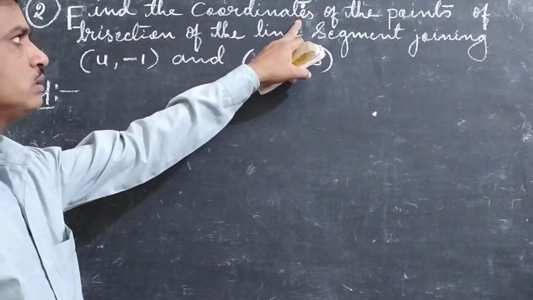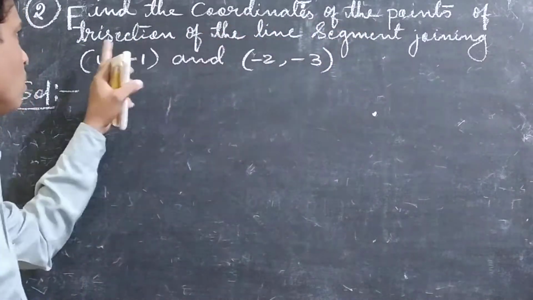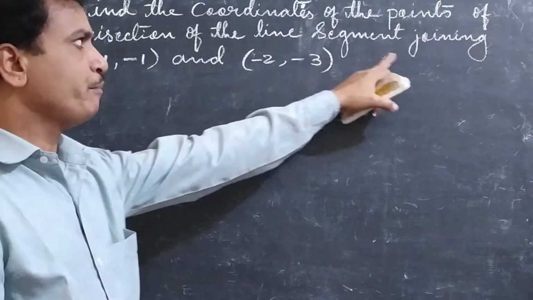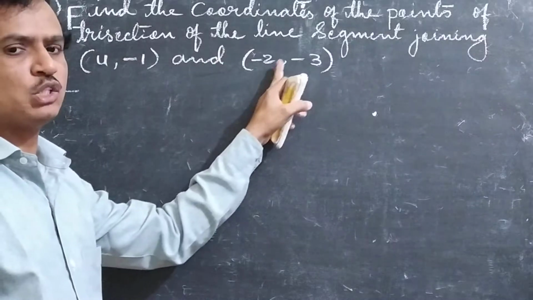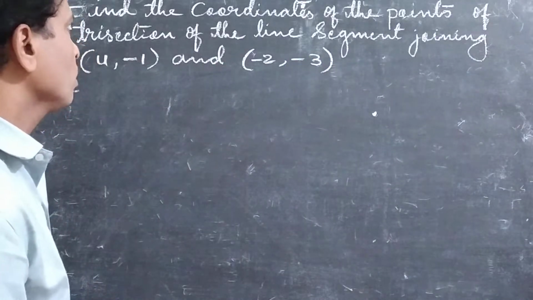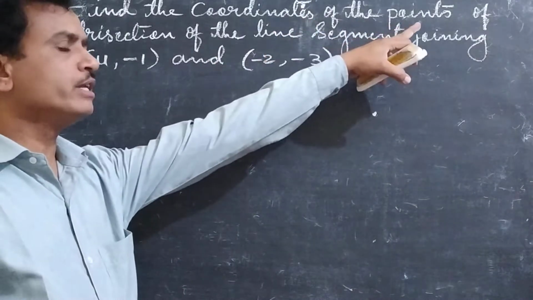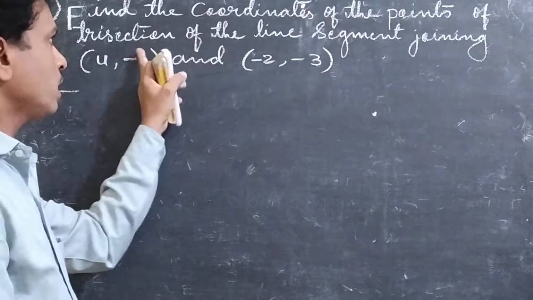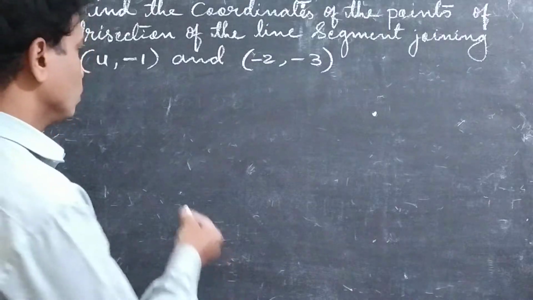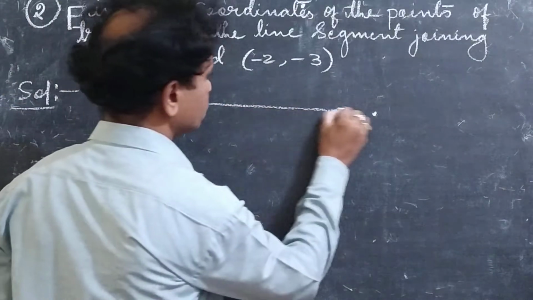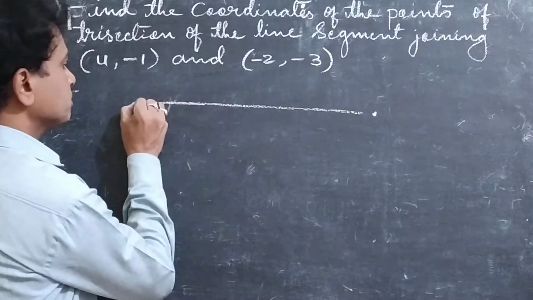Find the coordinates of the points of trisection of the line segment joining (4, -1) and (-2, -3). Trisection means three parts in a line. We'll draw one line here joining these two points.